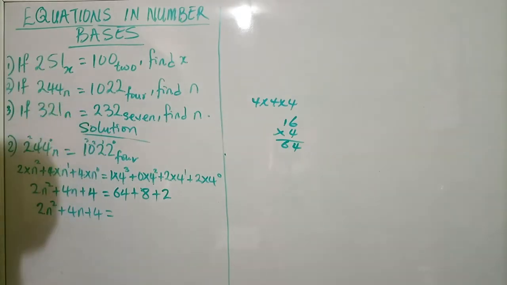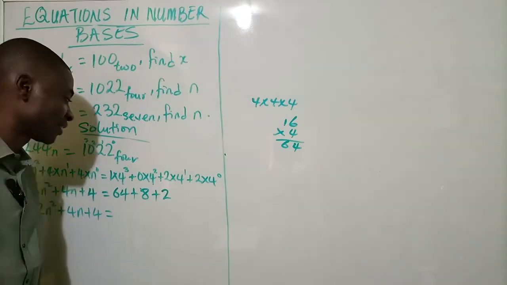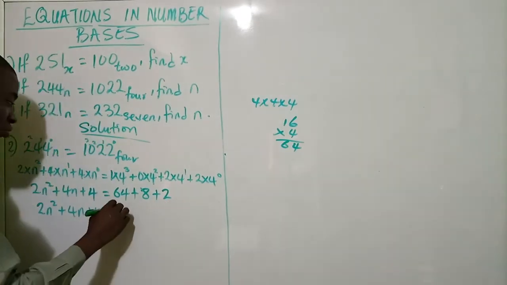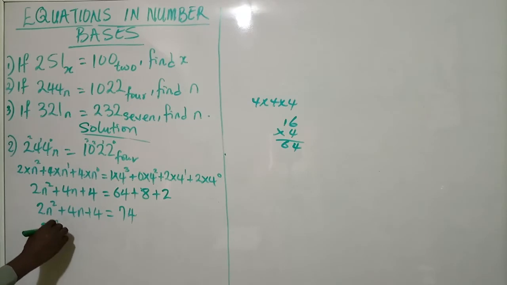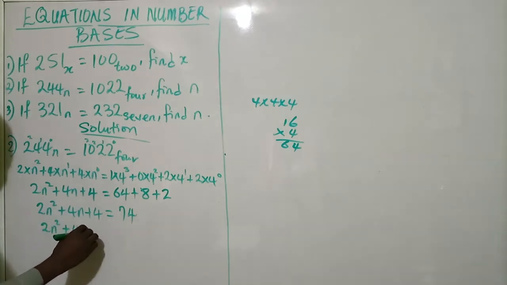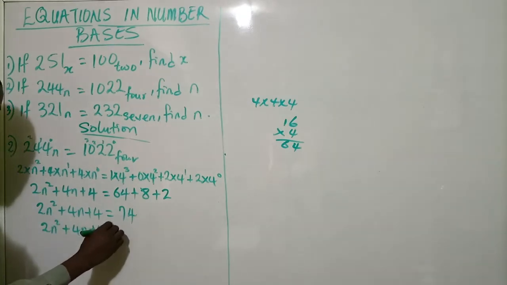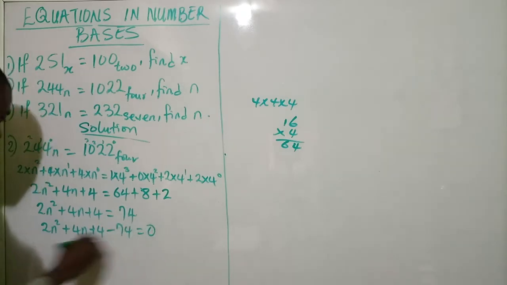64 plus 8 will give us what? 72. That is 72. 72 plus 2, that is what? 74. So you collect like terms. So 2n squared plus 4n plus 4 minus 74 is equal to 0.